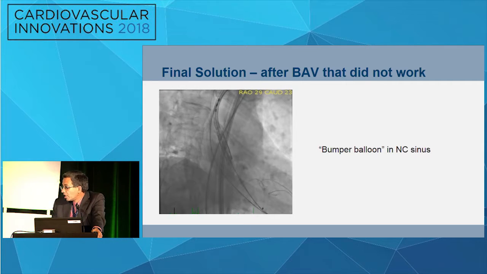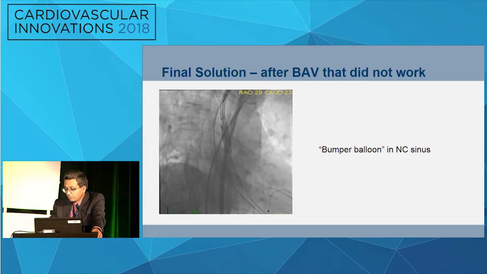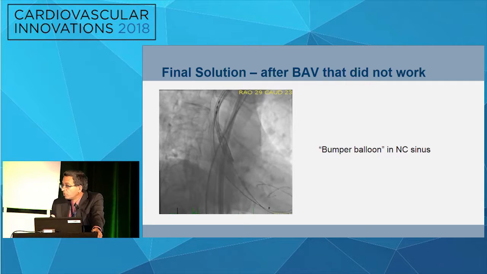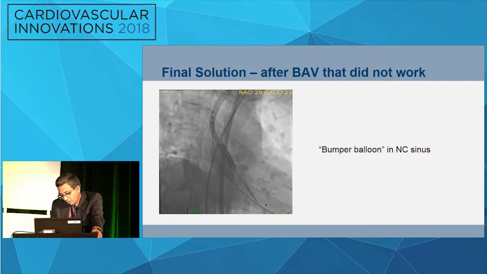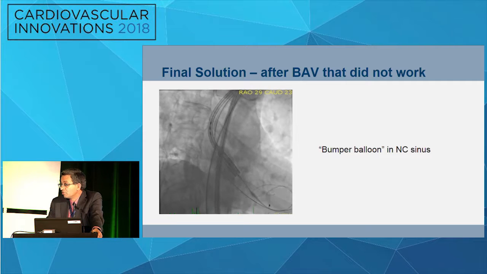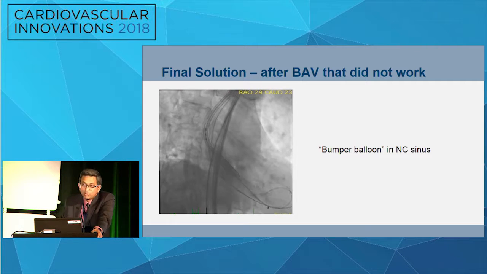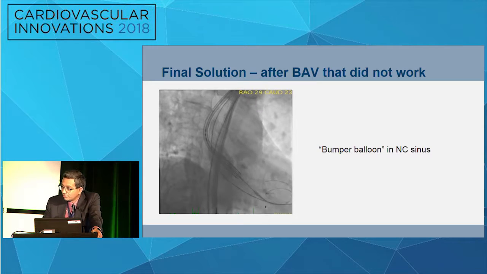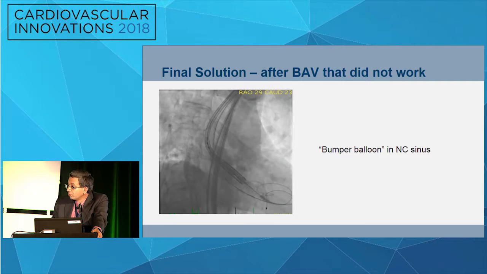The patient was obviously stable. And then we just used a bumper balloon technique. As you can see here, it was actually extremely easy. So this was just out of frustration. We came up with this idea, and it worked well.